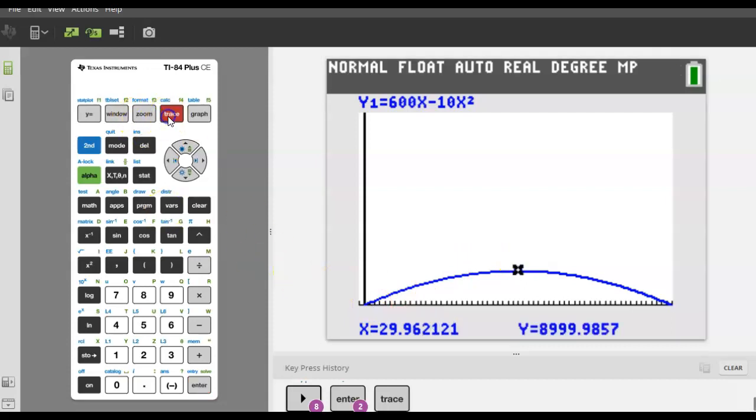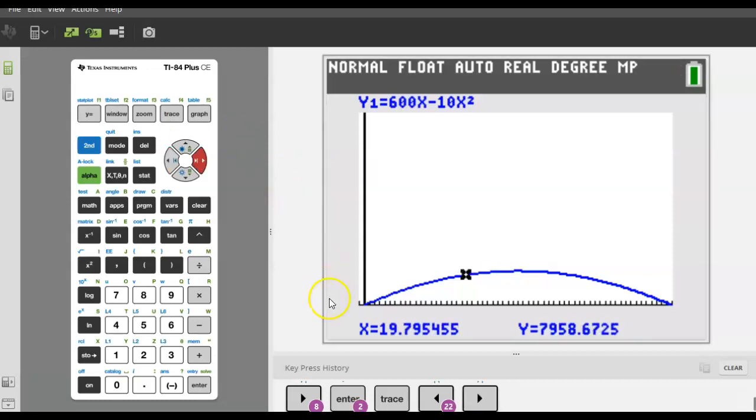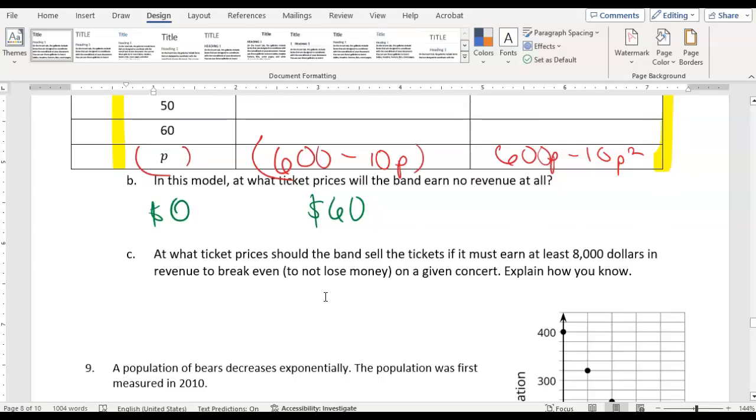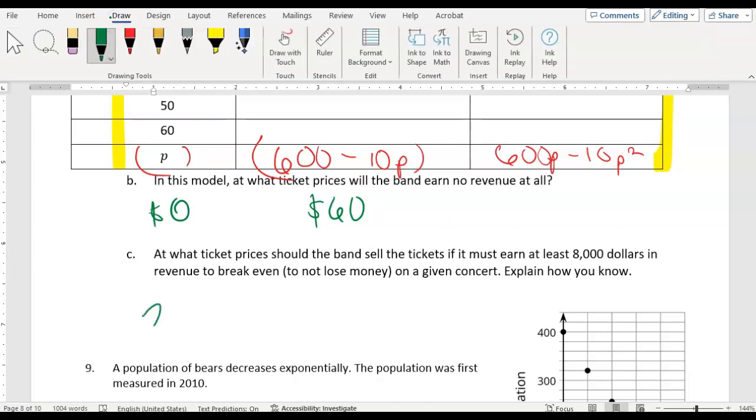And I'm going to press the button trace because that'll keep it on the line here. And I'm going to move it to the left. And I want to see where is it going to be less than $8,000. So $8,000 looks like at about 20. All right, so if we sell the tickets for $20, then we could probably say that.